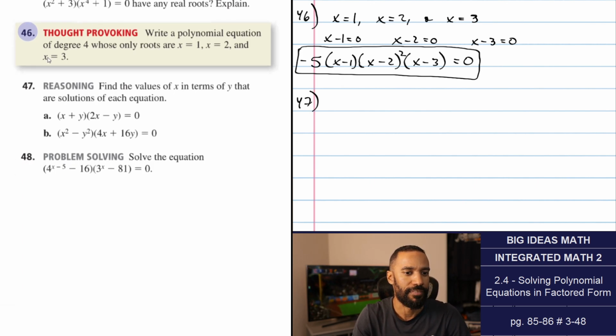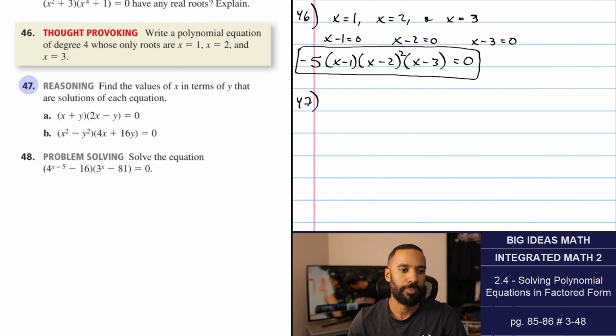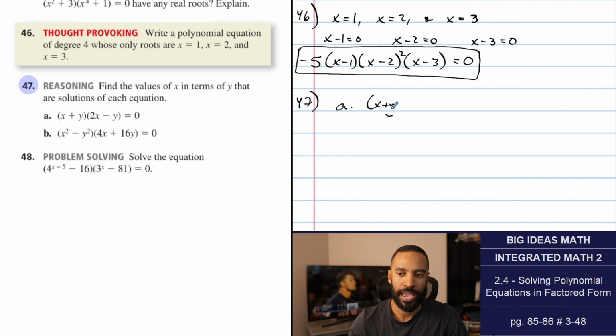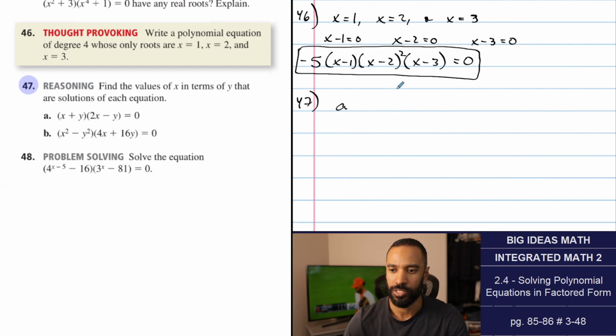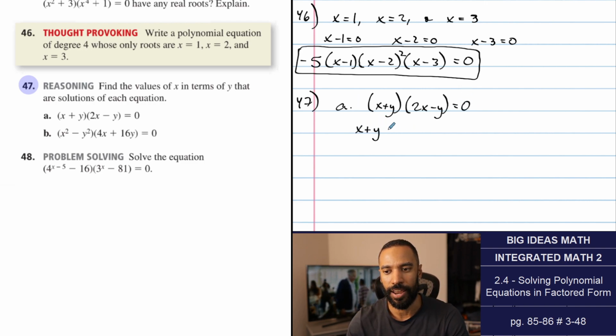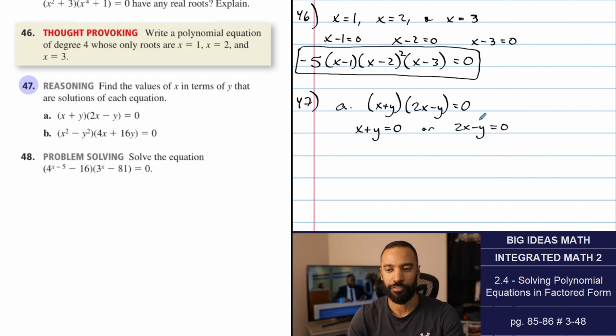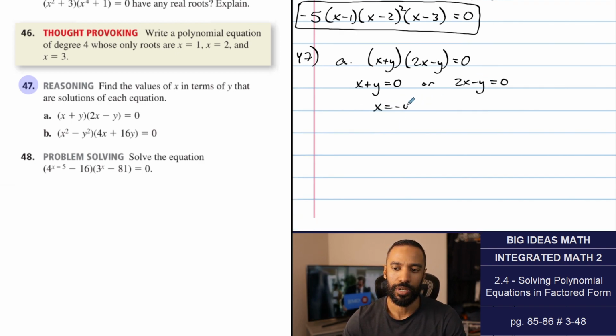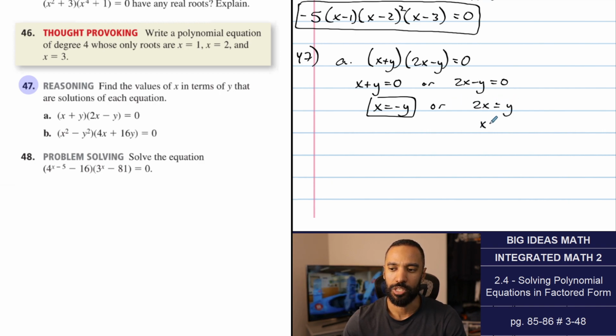Two more questions. Number 47. Find the values of x in terms of y that are solutions of each equation. We have part A: x plus y times 2x minus y equals 0. I hate when my stylus does that. I really need to get a new one. So the concept of this just says set these equal to 0 and solve for x. Y is going to be in the answer, and that's totally fine. I'm not solving for y. Subtract y from both sides, x could equal negative y. Or if I add y to both sides and divide both sides by 2, x could equal y over 2. That's part A.